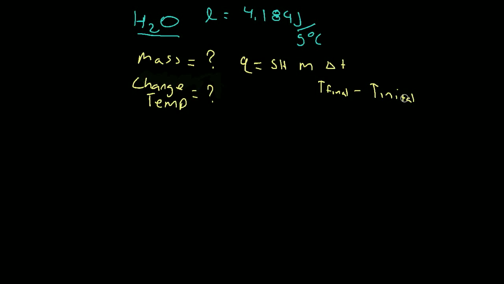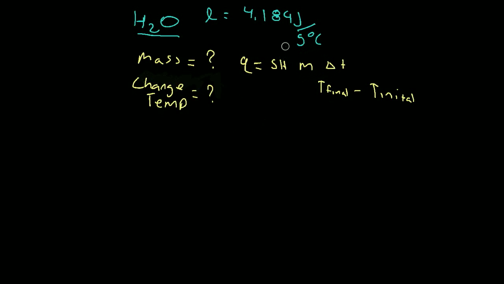In word problems, they'll word this like, we started at 15 degrees temperature and it rose to 20 degrees temperature. So you would have 20 minus 15 would be a 5-degree change in temperature. All right, so we need to know the mass and the change in temperature.